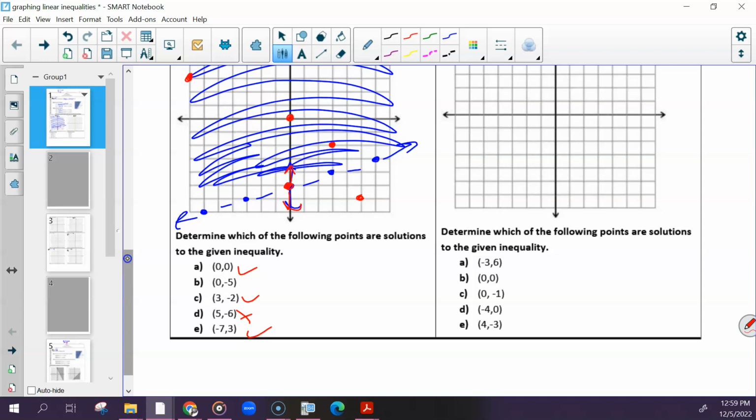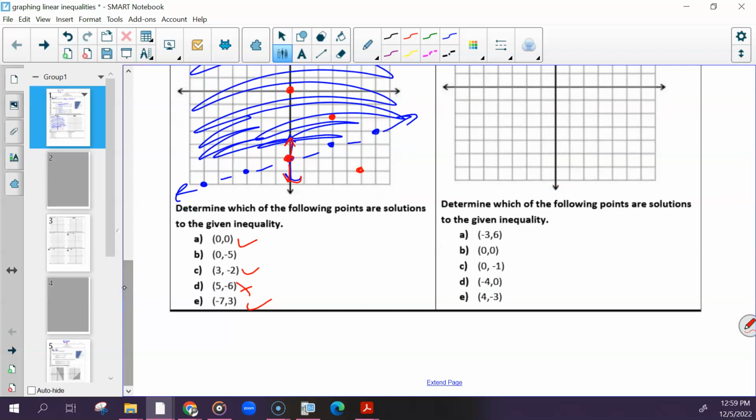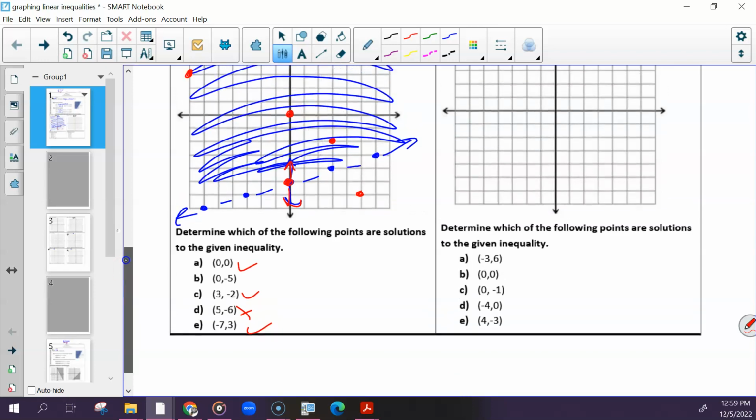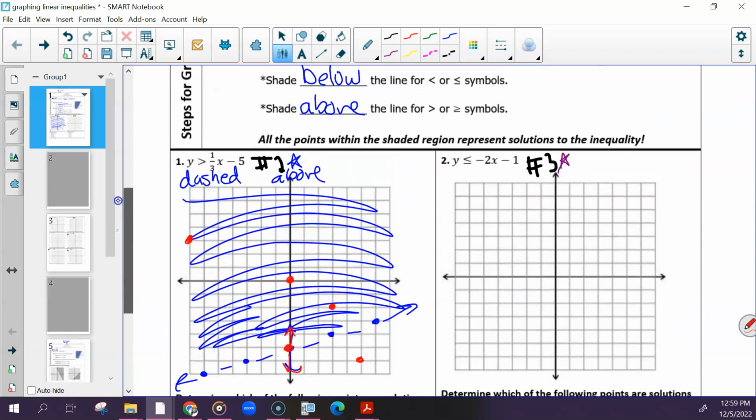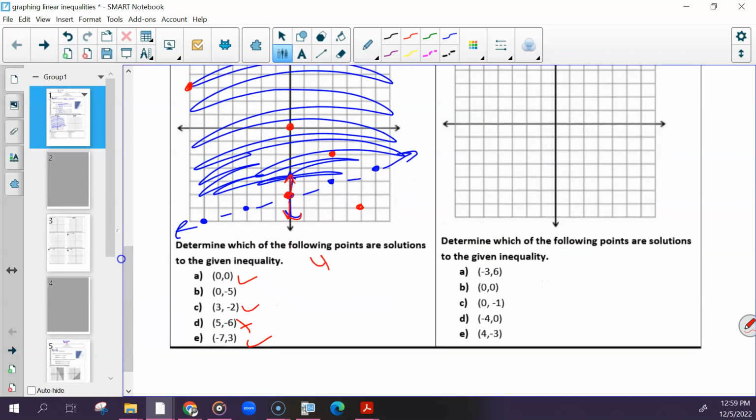So for 0, -5, the general rule is, if it falls on a dashed or dotted line, it is not a solution. But if you forget that rule and you want to double check yourself, just like you would double check yourself algebraically with a regular equation, you would do the same thing here. Take this ordered pair, put it into this inequality, and see if you get a true or false statement.